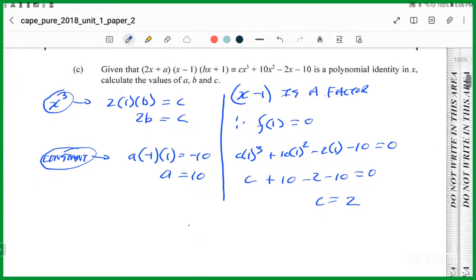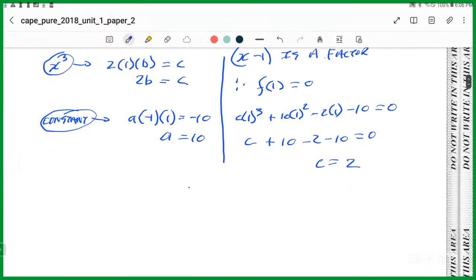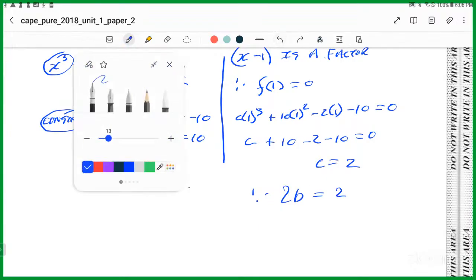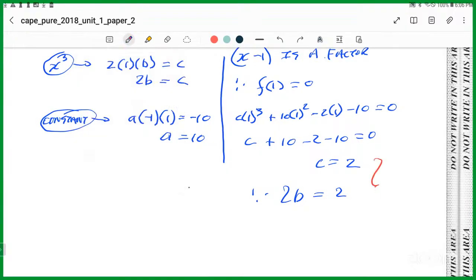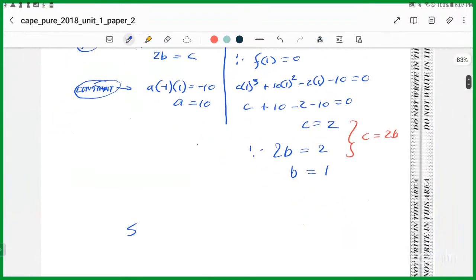And if the c equals 2, you can plug the c equals 2 right here. So we can say therefore 2b equals 2, because the c is 2b. Alright, let's put it over here. c equals 2b. And so the b equals 1. So the solution, quick and fast, is that a equals 10 right here, b equals 1 right here, and c equals 2 right here. Same answers.